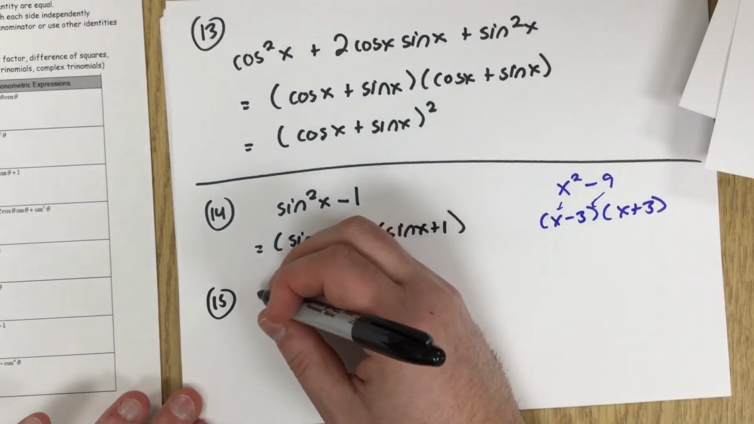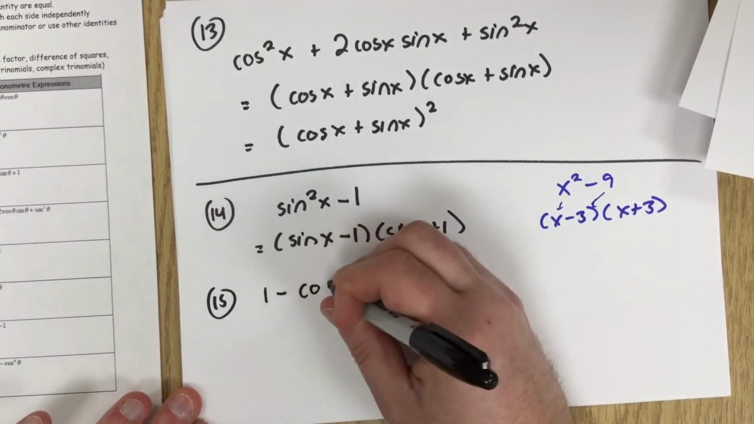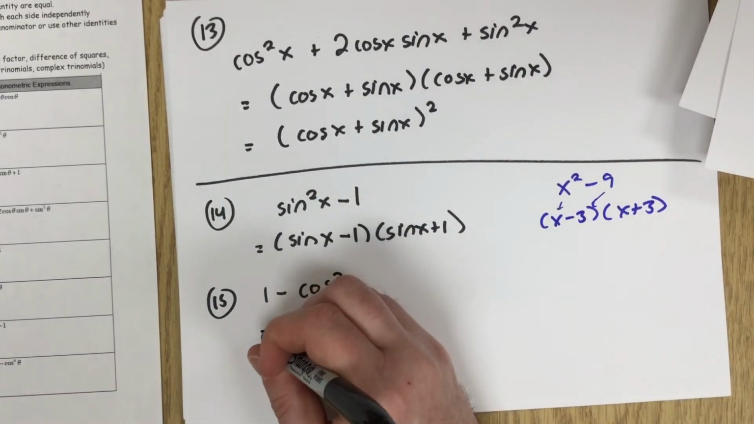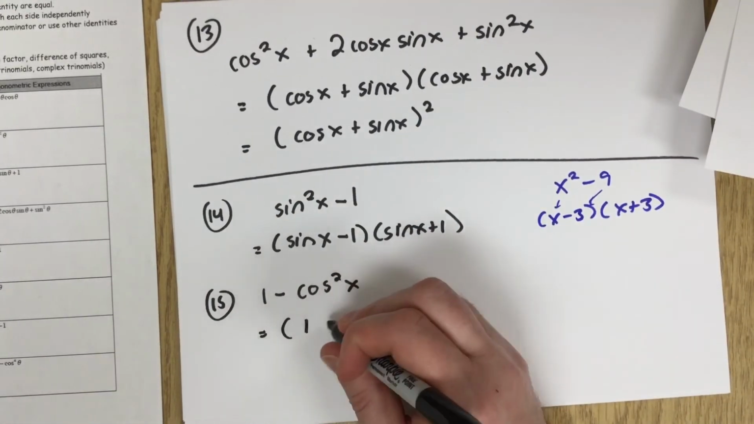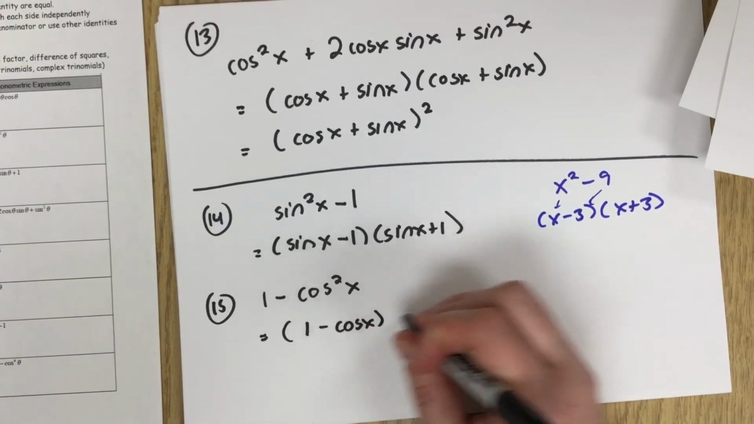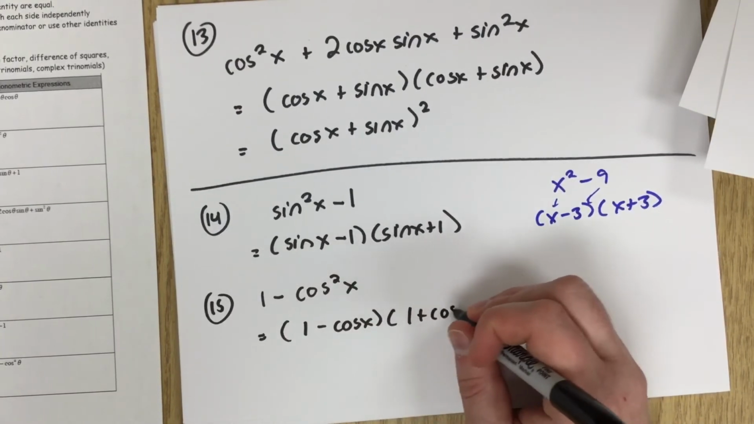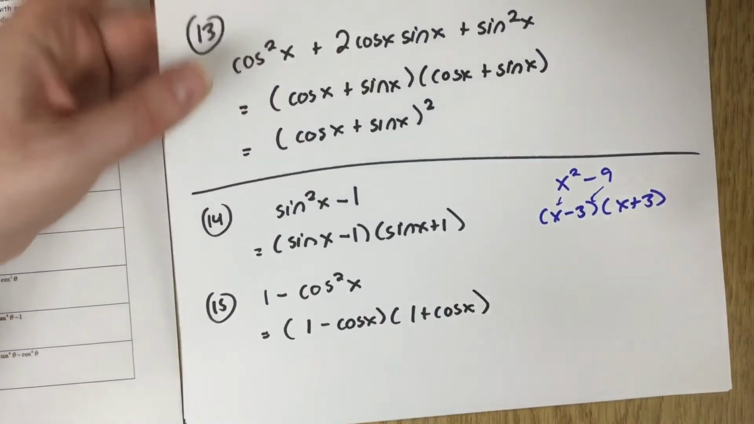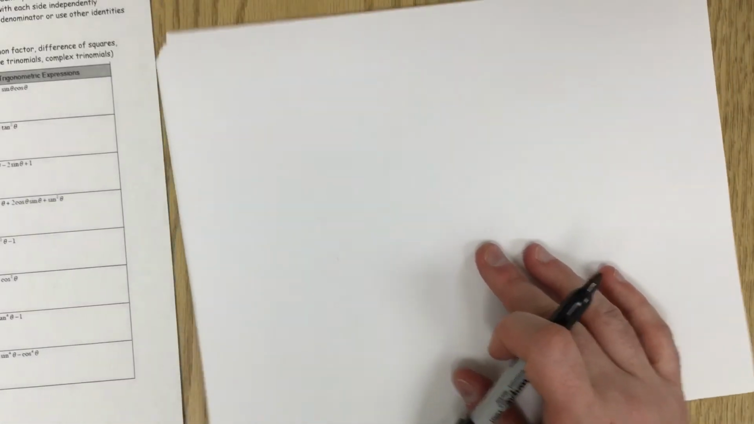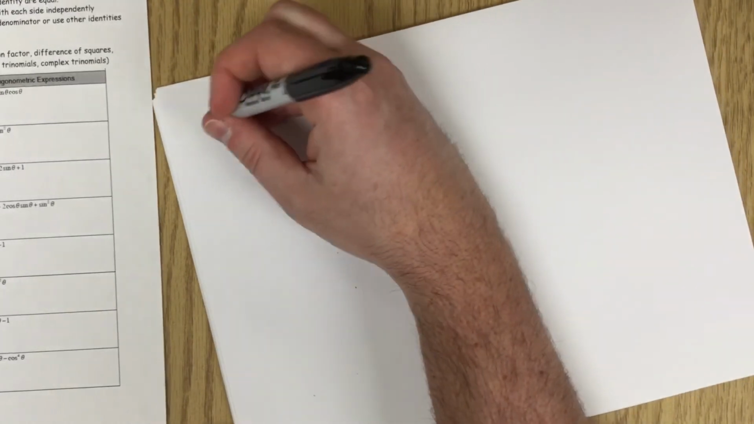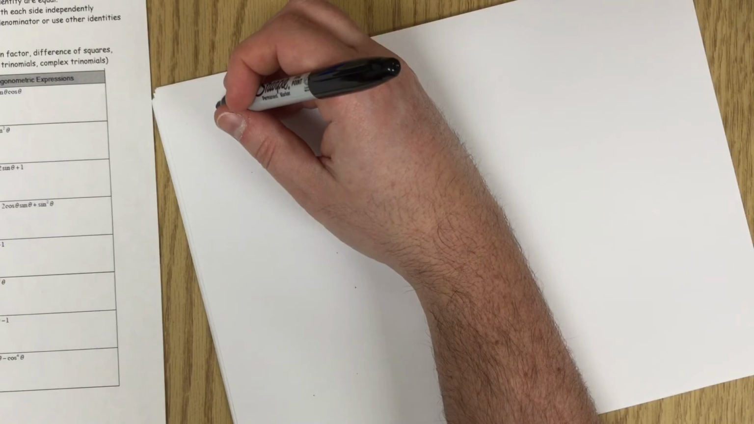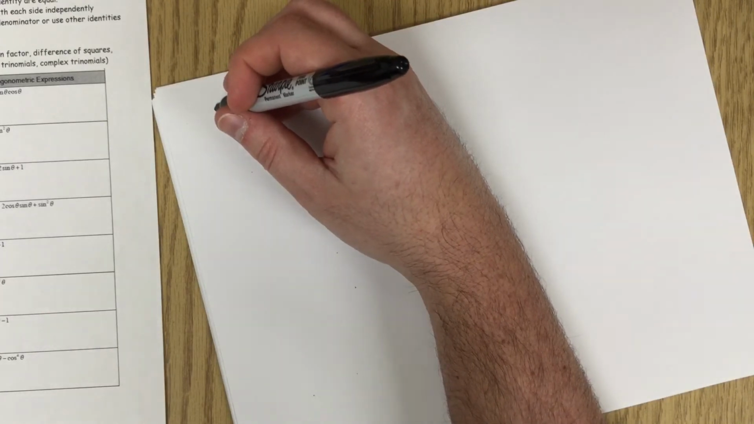Similarly, if we had 1 minus cos squared x, actually eventually this is going to become something awesome. Not right now, but soon. And that factors into 1 minus cos x and 1 plus cos x. And we could do the same thing even for, what number am I on? 16.